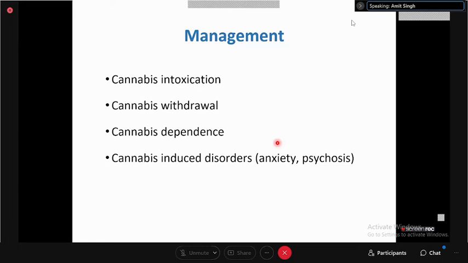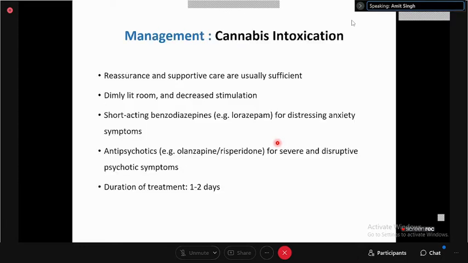Now coming to the management part, we will discuss the management of intoxication, withdrawal, dependence, and cannabis-induced disorders. Regarding cannabis intoxication, often reassurance and supportive care is usually sufficient for a person who is having cannabis intoxication. The person can be placed in a dimly lit room with lesser stimulation, and after about 1 to 2 days, a person would become absolutely fine. No other treatment may be required for such a condition.